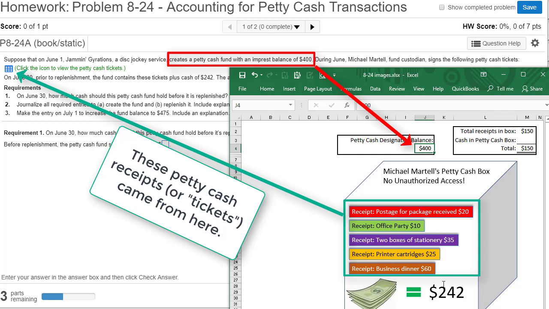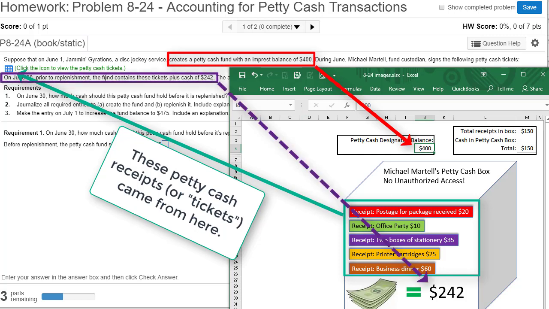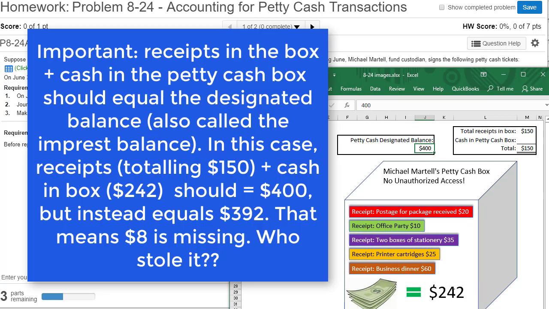So at all times, this cash amount, $242, which comes from right here, says on June 30th, prior to replenishment, the fund contains these tickets plus cash of $242. So the receipts plus the cash left in the box should equal the $400. If not, that means we're short some money or we're over. Over just means we have too much money in there, which would be pretty rare. If anything, they're usually short, not over.